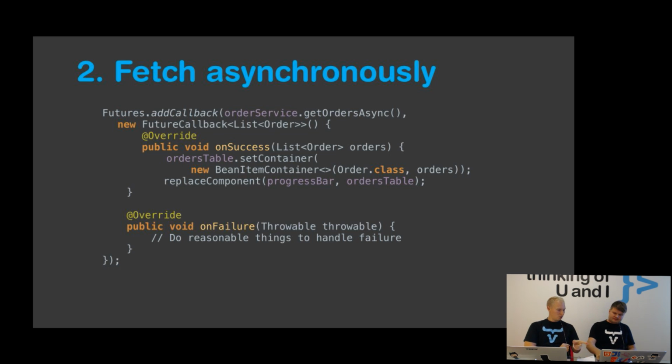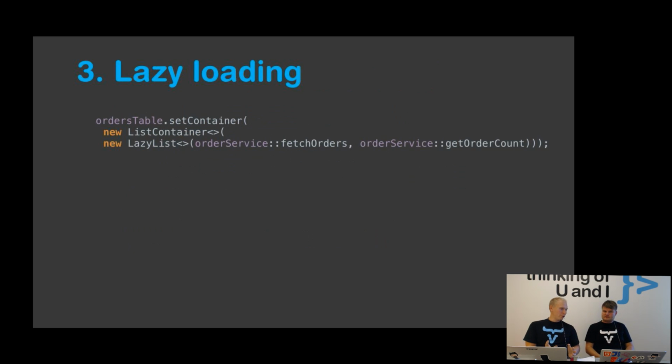Yeah. So the final approach here, the real correct way to do things, is to use a lazy loading container. In Vaadin, for accessing data, we're using an abstraction layer called a container. You saw us using bean item container earlier, and that just wraps a list of Java objects into a container. The problem there is, of course, it loads all of those into memory at once.